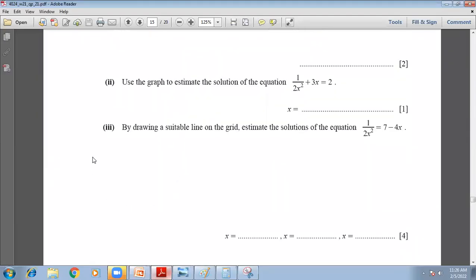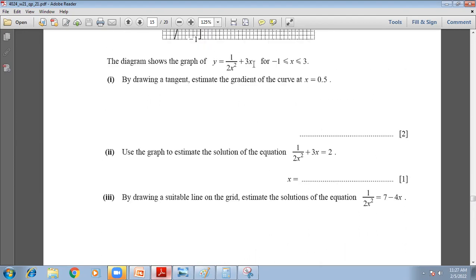Then you have this question. He says, by drawing a suitable line on the grid, estimate the solution of the equation. So here is that equation. By using the graphical method, I have to find the solution of this equation. It's a 4-mark question. Okay, so the strategy is very simple. I will try to make on the left side the equation of this curve. So 1 by 2x squared is already there. What is not here is 3x.